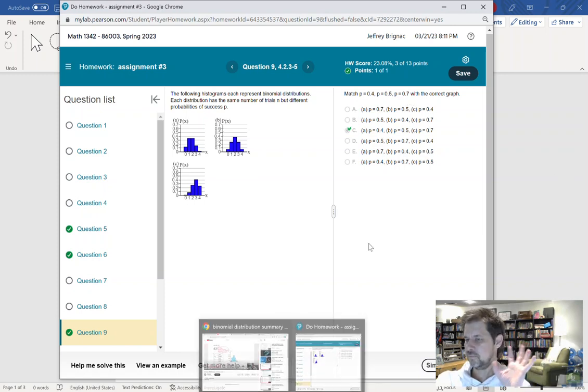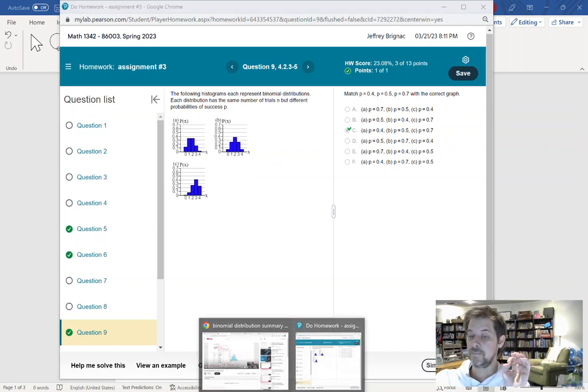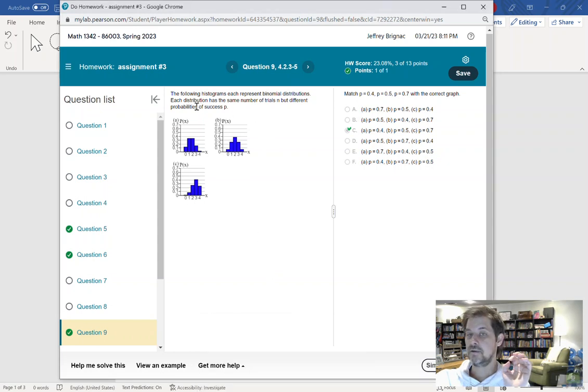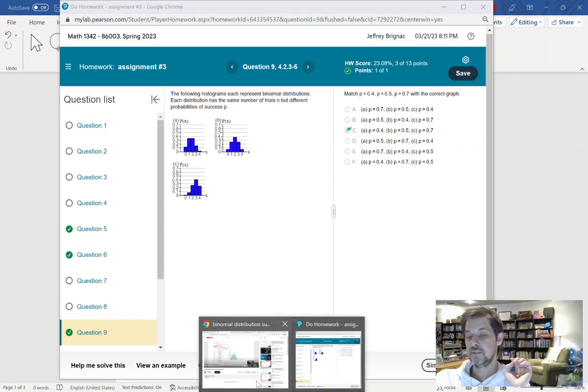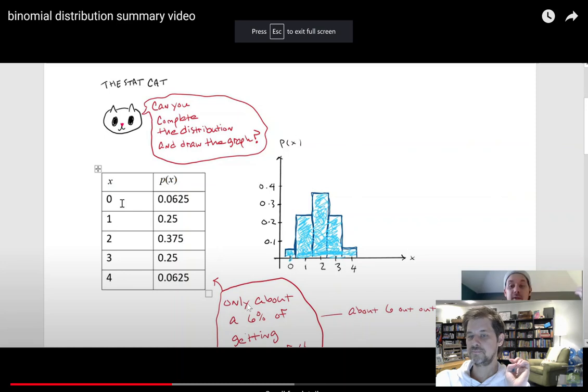Before I just tell you how to do that, and once I show you, it's not that hard to do this, I do want you to know what you're looking at here. These are graphs of the probability distribution for a binomial experiment. It says they all have the same number of trials. So I'm going to reference another video that I made, and it's this one.